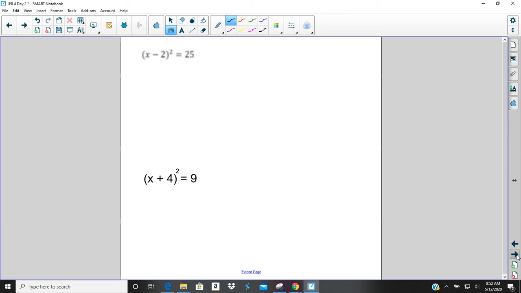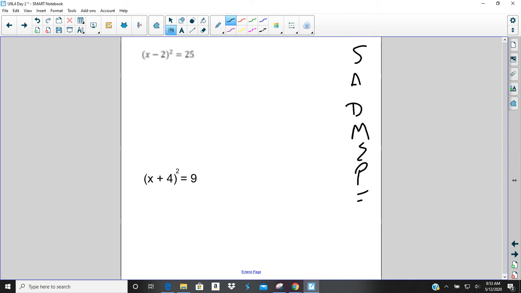Let's go through the first question. We have parenthesis x minus 2 squared equals 25. Remember, with SADMEP, we would do subtraction first, but the subtraction is in parentheses.